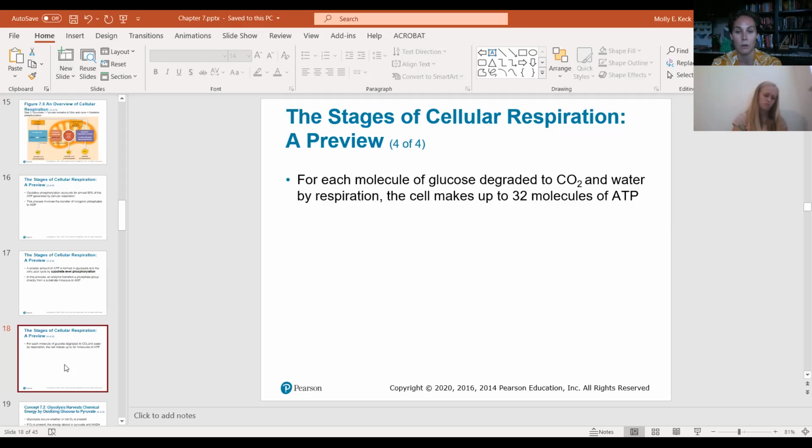So for each glucose that is broken down, that is oxidized into CO2 and water by respiration, we make about 32 molecules of ATP. So it doesn't seem like a lot, but that's why if you're eating very, very simple sugars, you're getting, bam, a big burst of energy, and then you crash because you have nothing left. Nothing continues to get broken down.